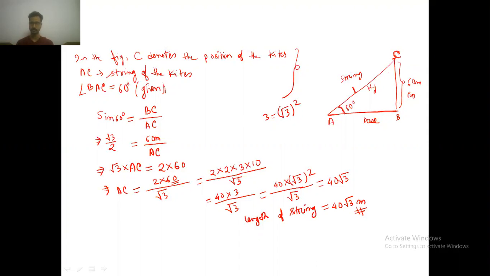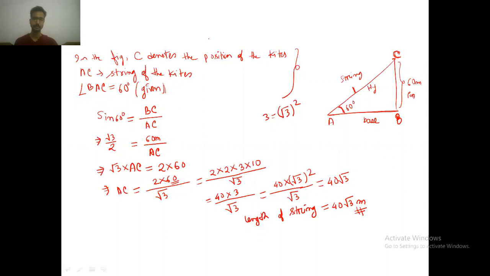This distance is given as 60 meters, and this kite is attached with a string. Suppose AC is the string, and this string is making an angle of 60 degrees with the ground. So you have to find the length of the string. How can you find it? You have to use the trigonometric ratio. Now see, first you have to write down some statements.